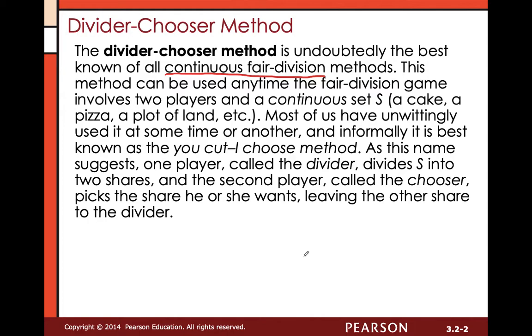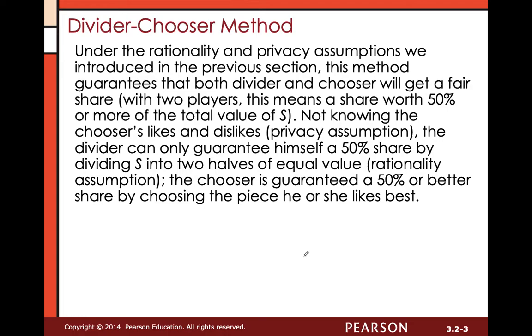Most of us have probably used this at one time or another, and it can informally be described as the "you cut, I choose" method. It's pretty simple. One player, called the divider, is going to divide S into two shares, and then the second player, called the chooser, is going to pick the share that he or she wants, leaving the other share to the divider. Under the rationality and privacy assumptions that we introduced during the previous lesson, this method is going to guarantee that both the divider and the chooser get a fair share.